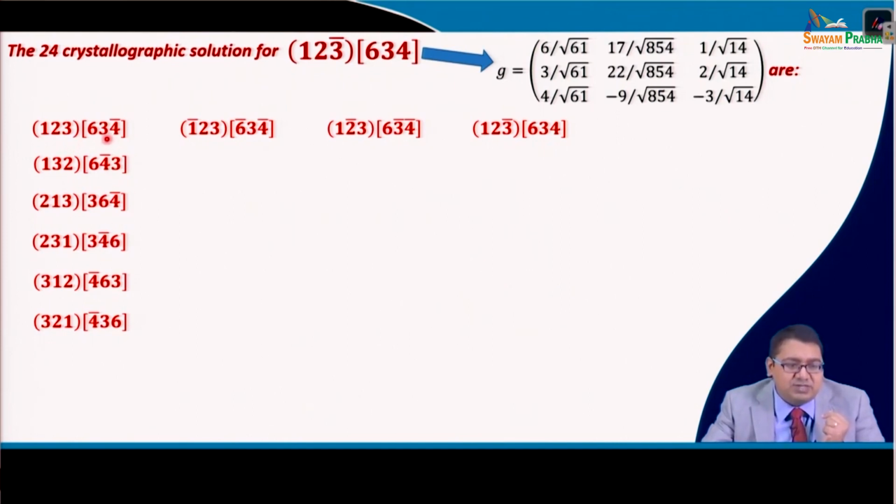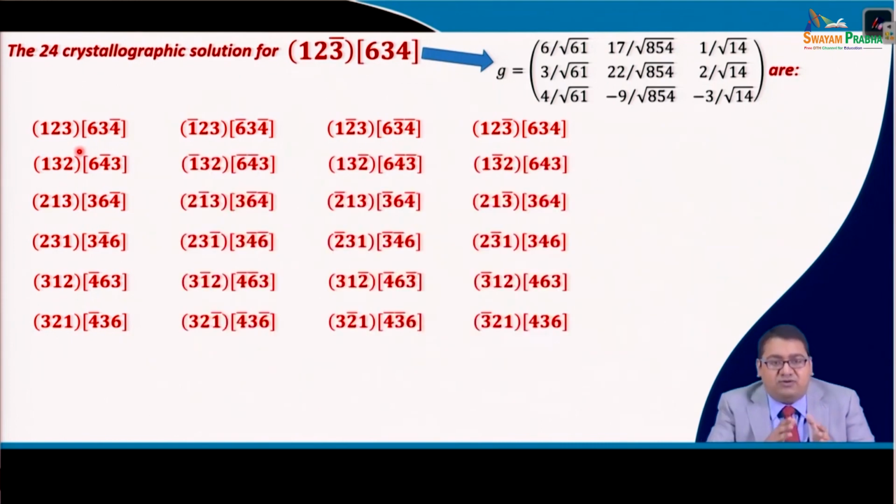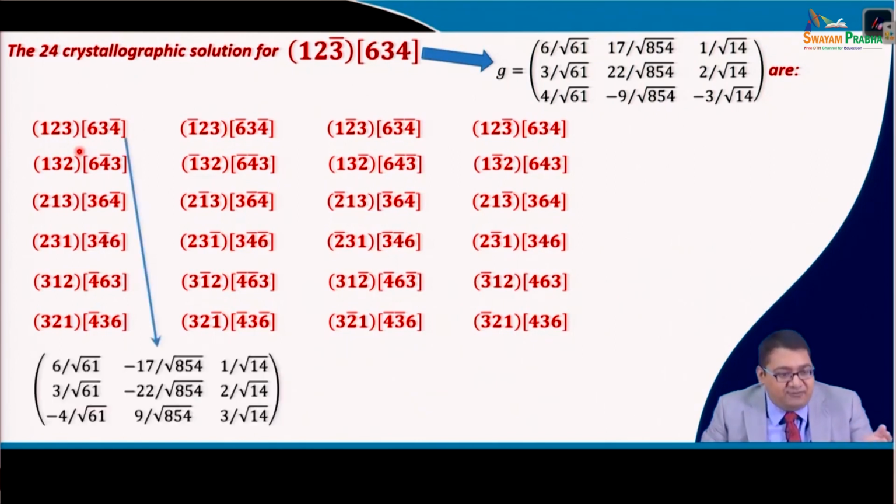So, there are how many solutions? There are 6 solutions like this for this particular plane by changing the positions of the Miller indices, and then like that we can do it for all the 4 of them. So, you can see that there are 24 crystallographic solutions for the same texture, same orientation. Now, for each one of them there will be a different orientation matrix.